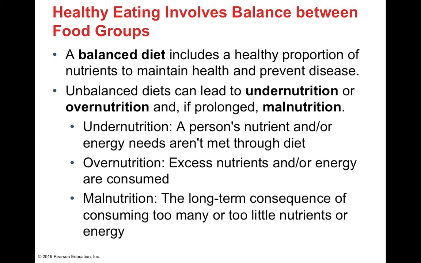So, in order to have a healthy diet, you must have a balanced diet. And a balanced diet means that you're having a healthy proportion of nutrients to maintain your health and to prevent disease. Now, if your diet becomes unbalanced, that can lead to undernutrition, or not getting enough nutrients, or overnutrition, meaning that you're getting too many nutrients. And if prolonged undernutritive or overnutritive states occur, you can end up with malnutrition. So malnutrition would be the long-term consequences of consuming too many or too little nutrients.